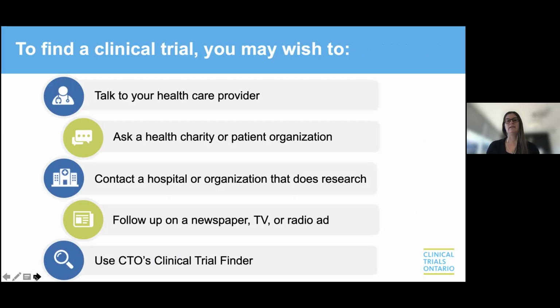So how you might find a clinical trial: your healthcare provider might be fairly knowledgeable and they might be able to help you out. You could ask a health charity or patient organization such as the Brain Tumor Foundation. I know they do lots of work in addition to what we're doing here today to help their community understand more about clinical trials. You might contact a hospital or an organization that does research in this area. You might hear ads in different media platforms. And at the end of the talk, I'll show you our clinical trial finder, which you might find useful. And this is a tool that we develop with patients, with health charities and patient organizations.